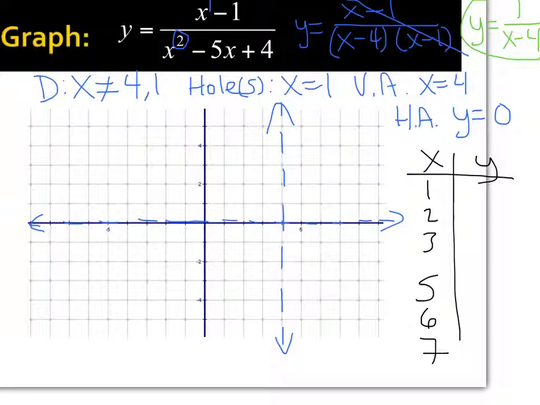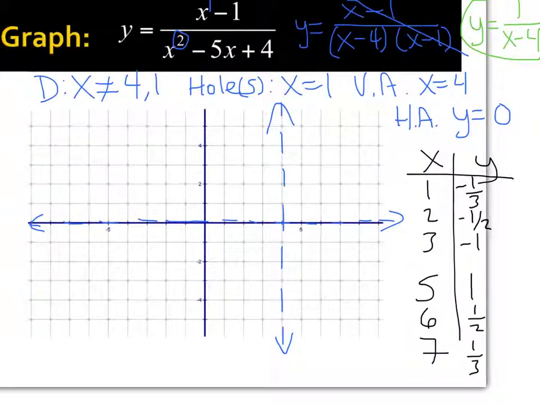So let's do that. When I plug 1 in, I'm going to have 1 over 1 minus 4, which is negative 3, so negative 1/3. And I'll let you go through the rest of these. Now I have all my ordered pairs. Let's plot them. We have 1, negative 1/3. That puts me right around here. 2, negative 1/2. That puts me right in the middle right there. 3, negative 1. Boom, right there.